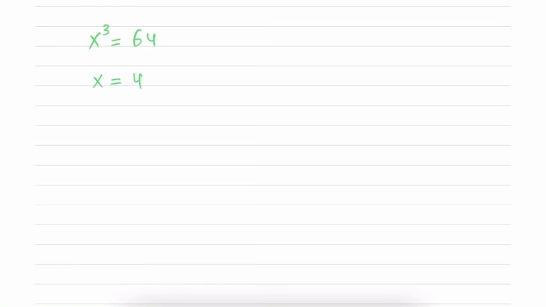In this case, I cannot accept x equals negative 4. And this is because when I raise negative 4 to the third power, this is equal to negative 4 times negative 4 times negative 4. As we know, 4 times 4 times 4 is 64. But negative times negative is positive, and positive times negative is negative. So negative 4 to the third power is negative 64, not positive 64 as given in the question.